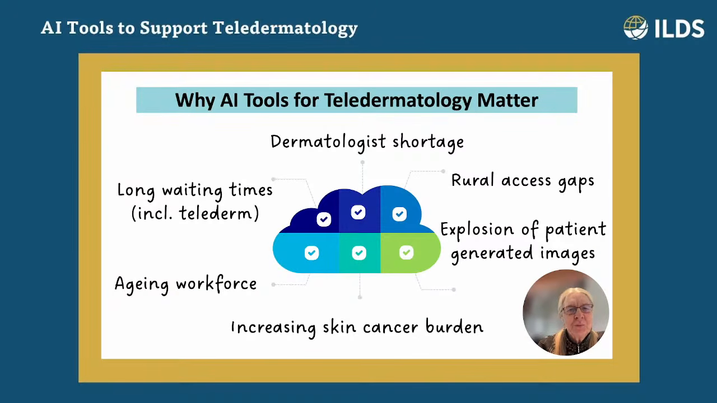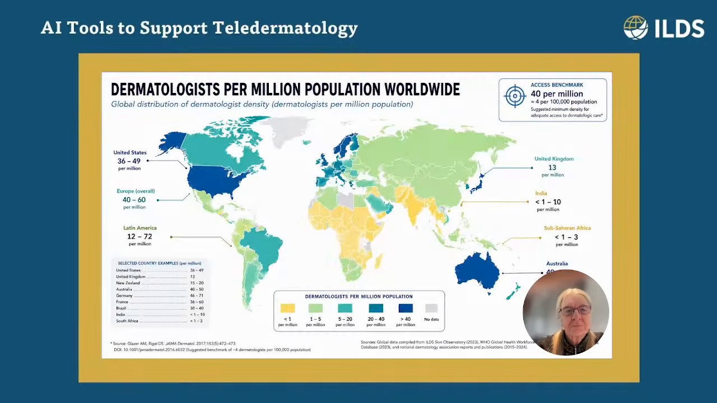AI tools for dermatology matter because of the dermatologist shortage worldwide, long waiting times, including for teledermatology in many places, an aging workforce, rural access gaps, and an explosion of patient-generated images. Besides that, we have an increasing skin cancer burden. And teledermatology works well for diagnosis of skin cancers, providing you're using dermoscopy.